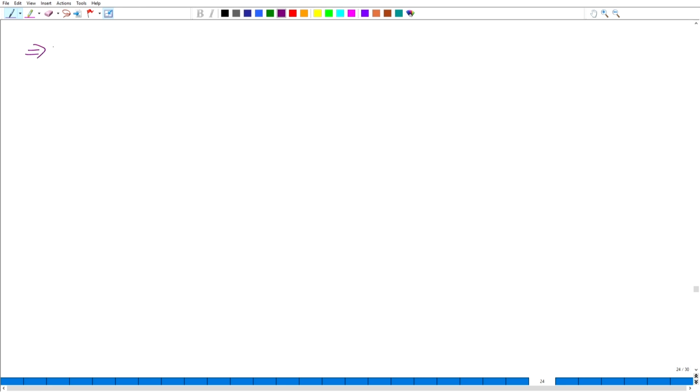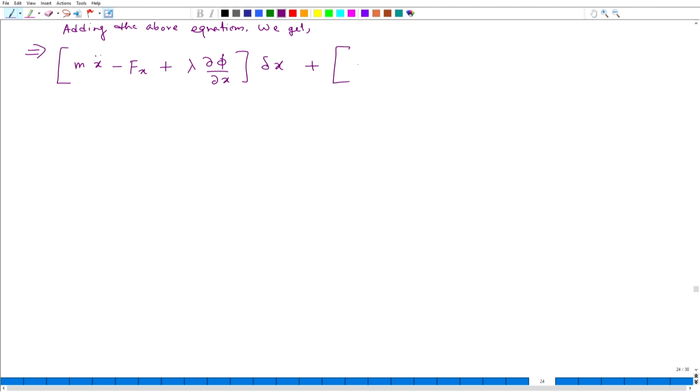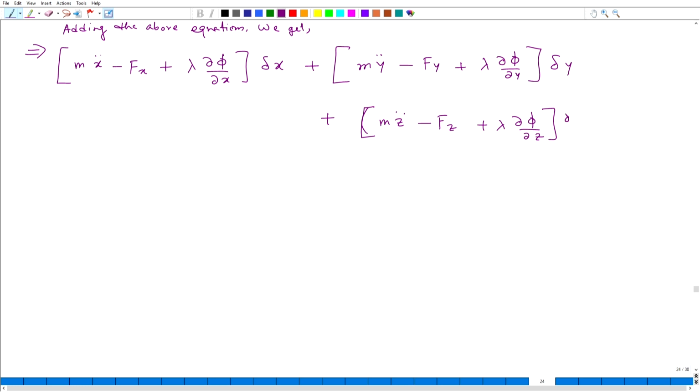So, finally, adding the above equations, we get m x double dot minus f x plus lambda del phi del x delta x, plus m y double dot minus f y plus lambda del phi del y delta y, and finally plus m z double dot minus f z plus lambda del phi del z delta z is equal to 0.